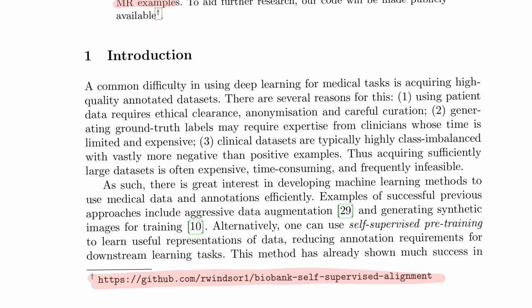So starting the introduction, they start with talking about why annotated datasets are hard to get, especially in the medical tasks. One is because using patient data requires ethical clearance, and two is because generating ground truth labels may require expertise from clinicians whose time is limited and expensive. And three, clinical datasets are highly imbalanced mostly, and the number of negative examples is usually larger than the positive examples. Therefore, acquiring large datasets is very expensive, time-consuming, and frequently infeasible.